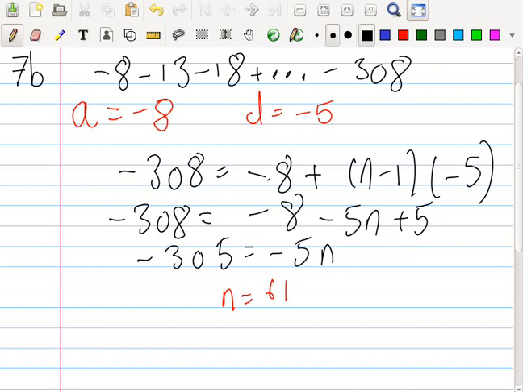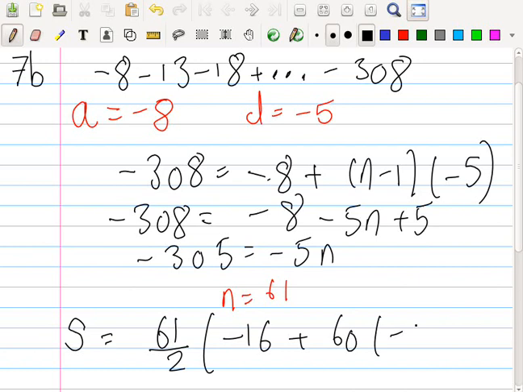305. Yeah. That, and bring those two over to it. Minus 308 plus 8 minus 5. Okay, so the sum would be n over 2, 2a plus n minus 1 times d.